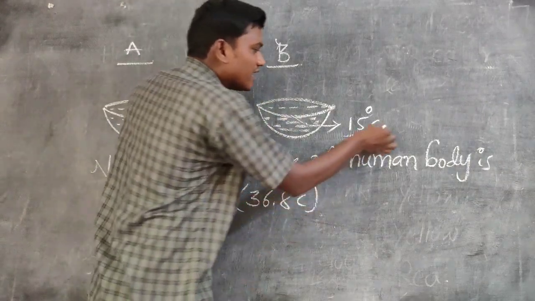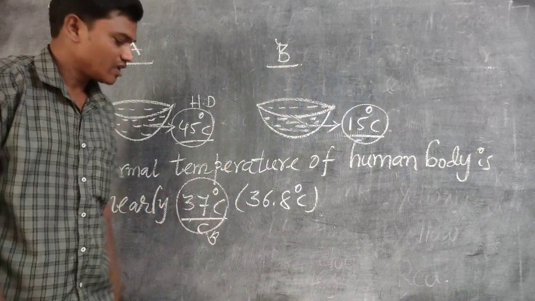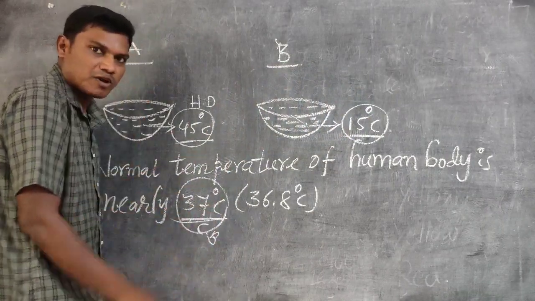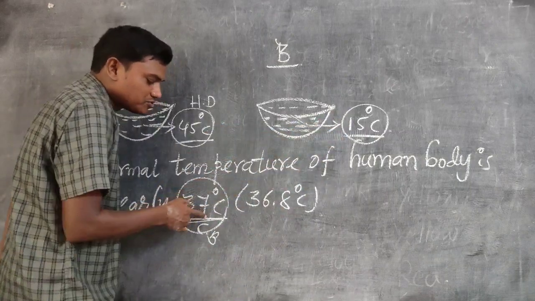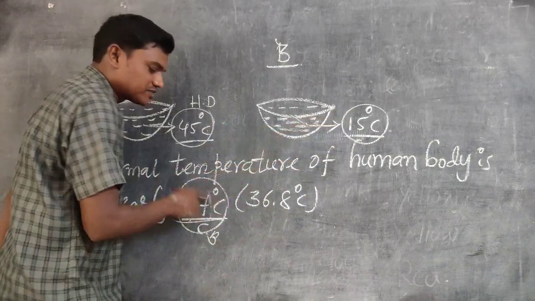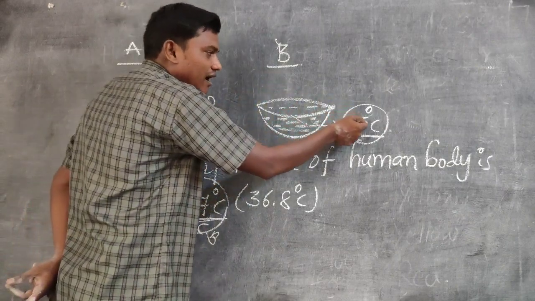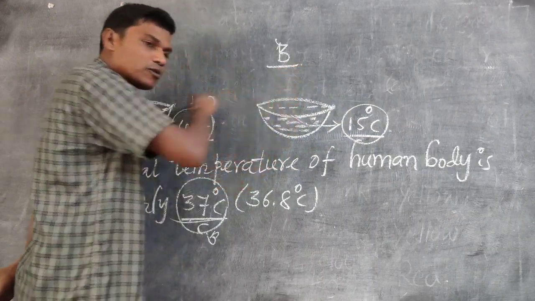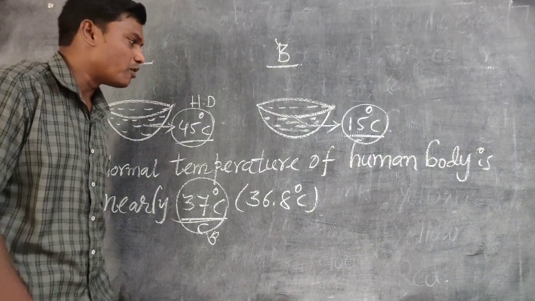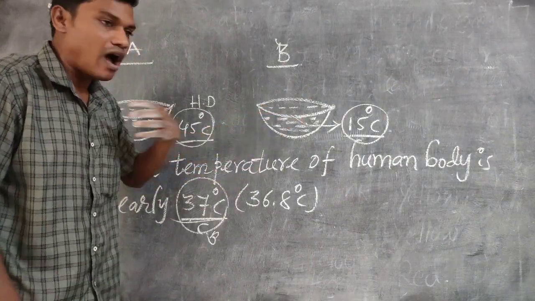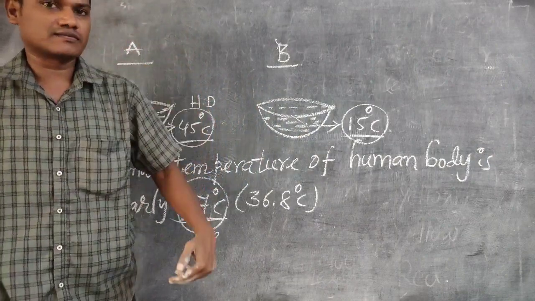While in bowl B, the temperature of the water is 15 degrees Celsius. But the normal temperature of the human body is 37 degrees Celsius. When we compare these two temperatures, we observe that our body temperature is more than the temperature of the water in bowl B. That's why when we place our finger in bowl B, heat is transferred from our finger to the water. That's why we feel coldness.